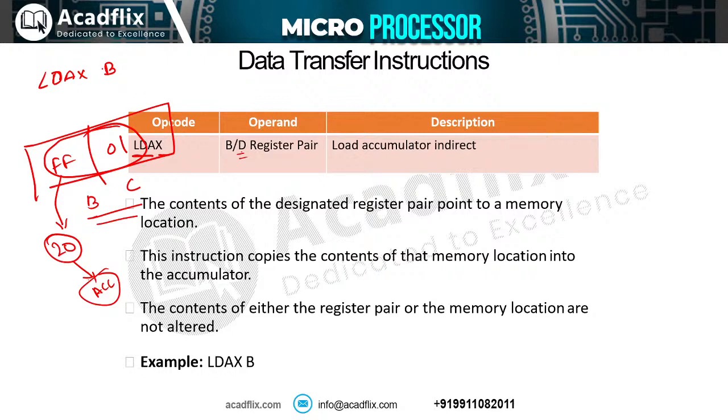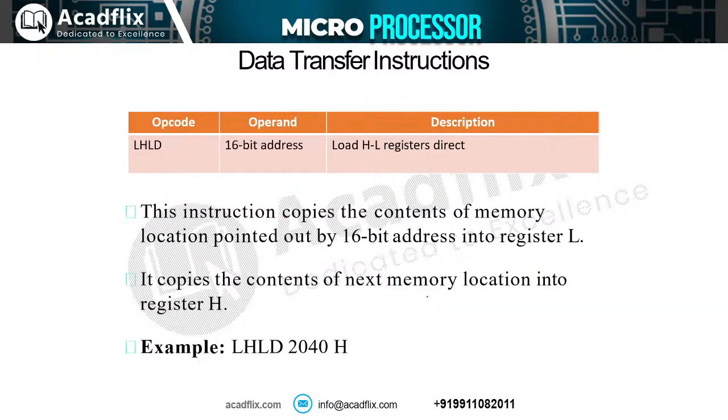That means the address of the memory is in the register pair BC. The address of the memory location from where you want to load the data is in BC. The content of the register pair points to a memory location. This instruction copies the content of that memory location into the accumulator. The content of either the register pair or the memory location is not altered.